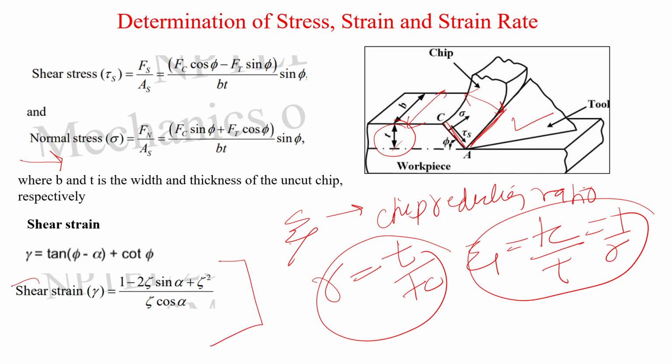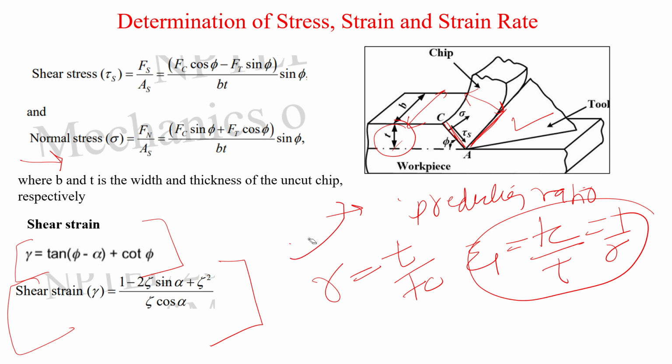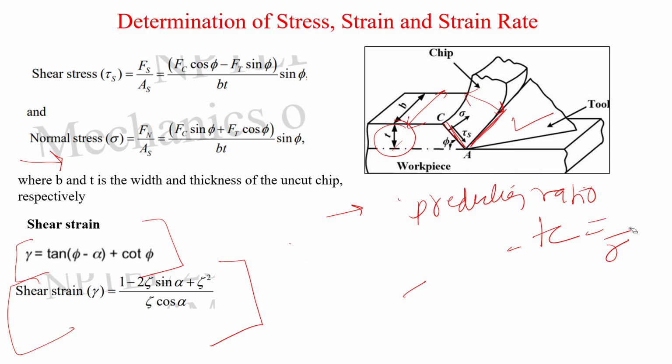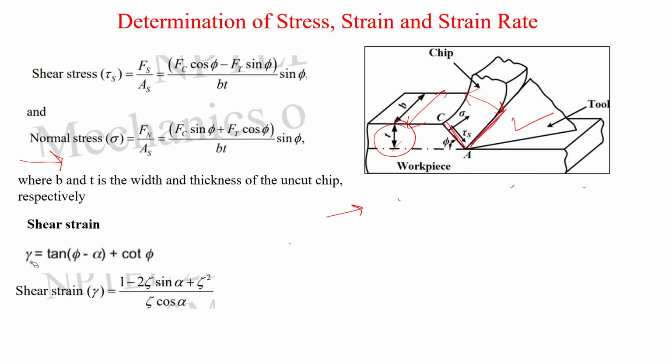There is a derivation you can see later on. You can just have this formula. However, this formula is also not very useful. You need to just know this formula. Shear strain is cot phi plus tan phi minus alpha. So this is about shear strain. This also we have discussed last class.